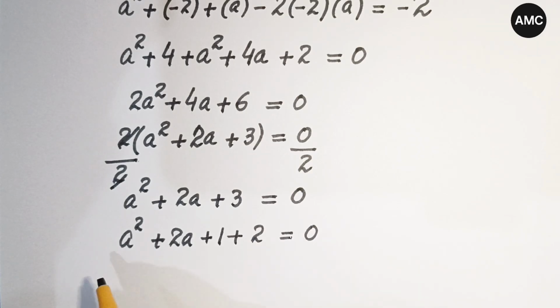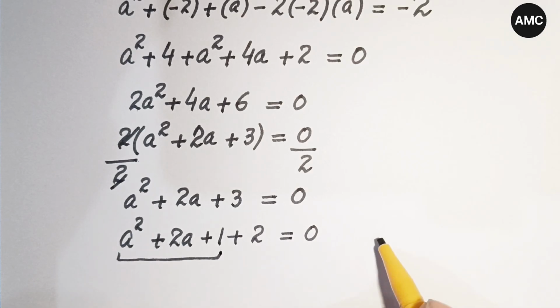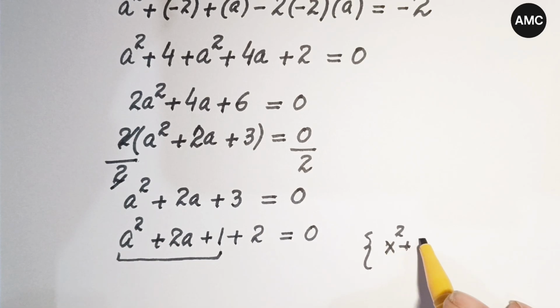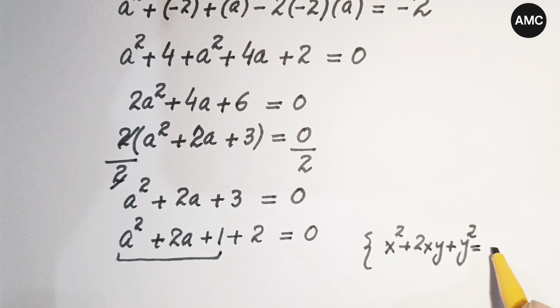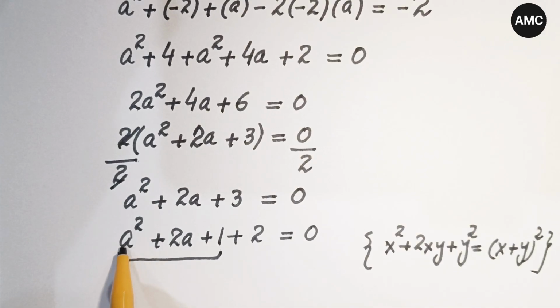So a squared plus 2a plus 3 can also be written as plus 1 plus 2 is equal to 0. Now here a squared plus 2a plus 1, we know that according to the algebraic formula, x squared plus 2 times x times y plus y squared is equal to (x plus y) whole squared. So applying this formula here, it will be a squared plus 2 times a times 1 plus 1 squared, so it is equal to (a plus 1) whole squared. And here we have plus 2.